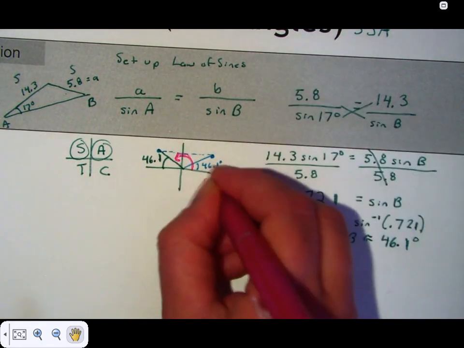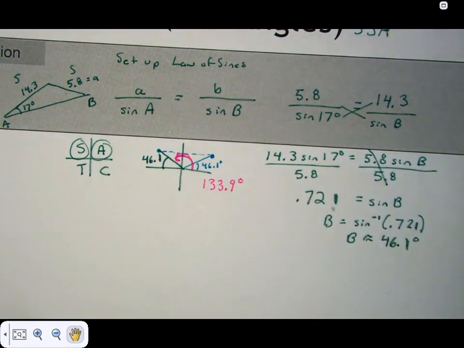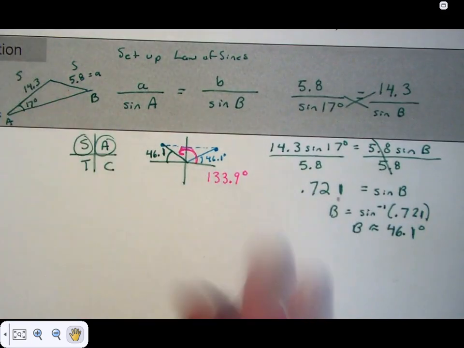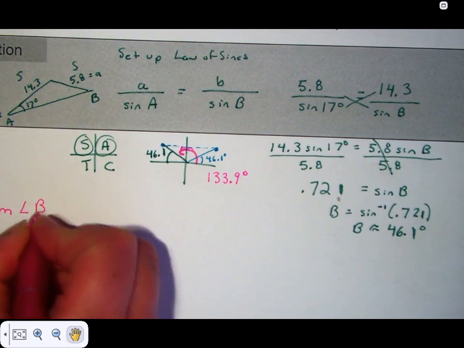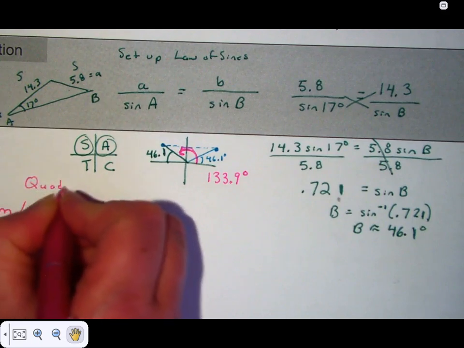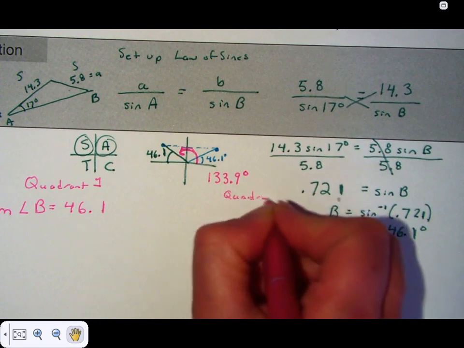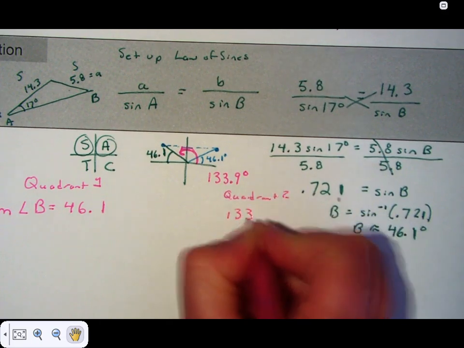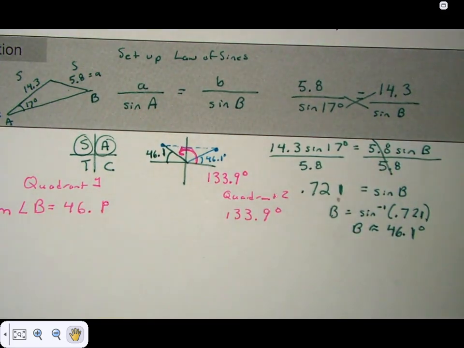Ooh, y'all are fast. 133.9? How'd you get 133.9? Okay, perfect. So these are our two choices that we have. The measure of angle B could be 46.1 in quadrant 1, or, if it was in quadrant 2, it would be 133.9. So those are our two choices for what angle B could be.